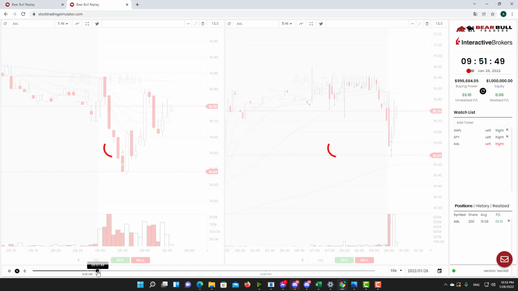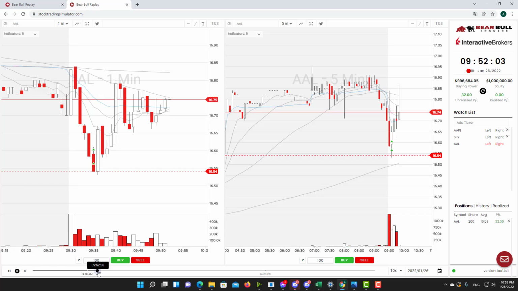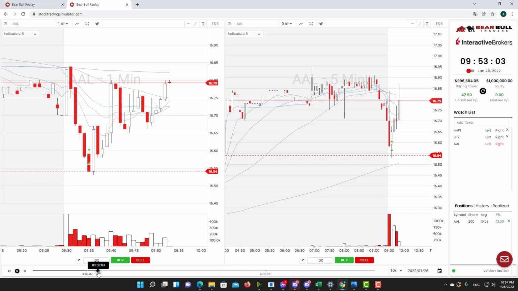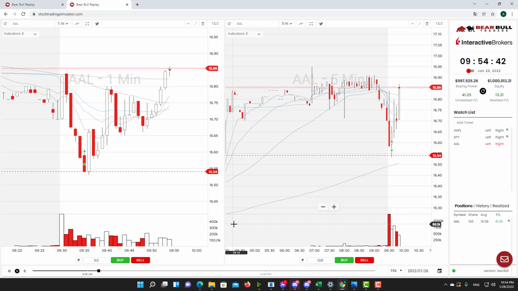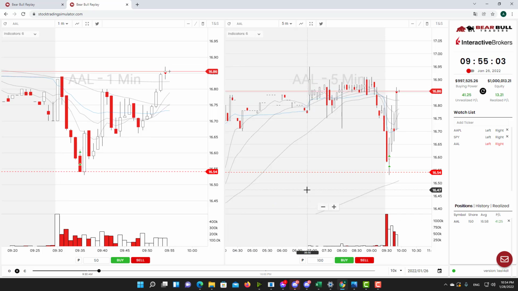Let's go slightly forward. And let's go a bit more forward. Anyway, I don't really want to make it long for you guys. There it is, it's going closer to the level that we marked, and you could start taking your partials or bail on the position. So yeah, this was the trade that I have executed on 26th of January.